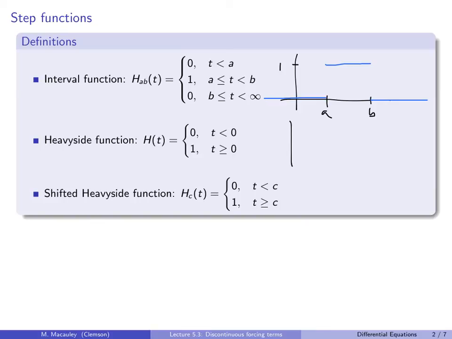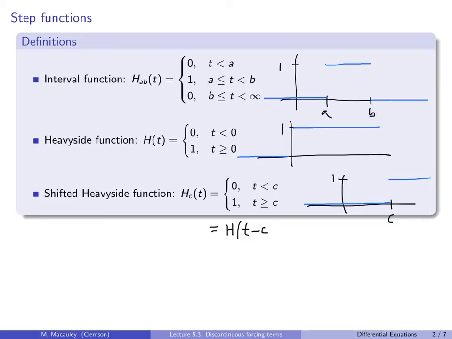The second one, the Heaviside function, is going to be 0 left of the y-axis, so for all negative numbers and for 0, and it's going to be 1 for all positive numbers. And then the shifted Heaviside function: if this is C, then the shifted Heaviside function is 0 up to here, and then it's 1 after C. So let me say a couple things. The shifted Heaviside function, of course, can be written as the Heaviside function of t minus c.